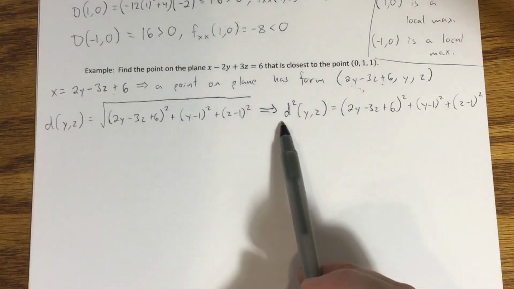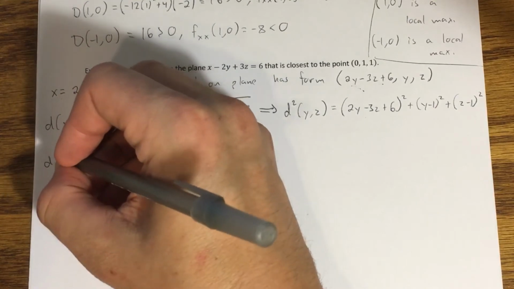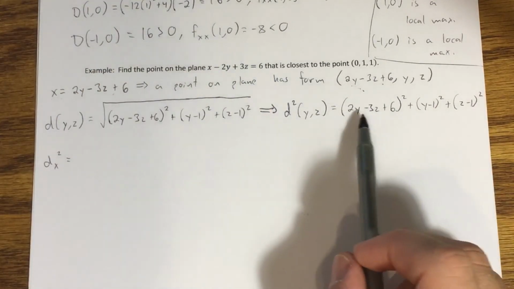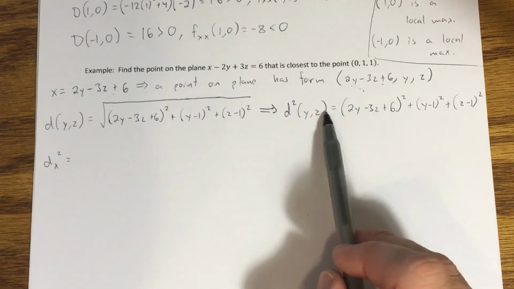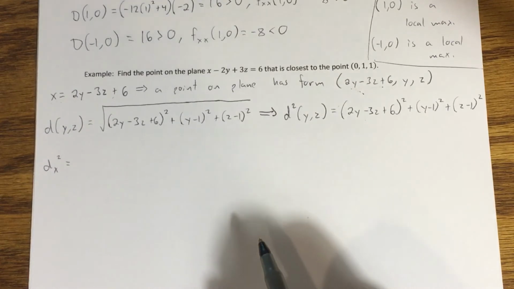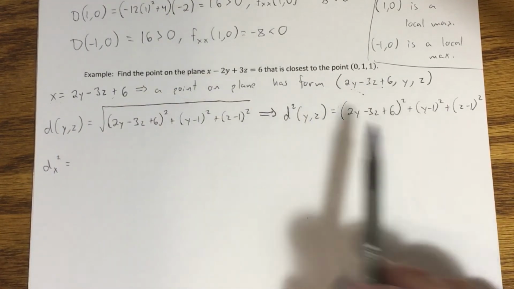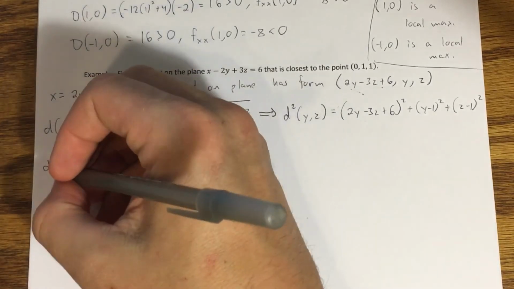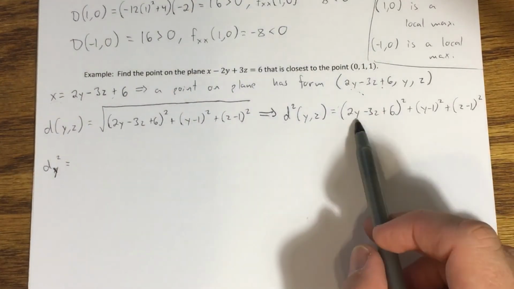Okay, so to do that, I need to find critical points. The partial with respect to x of d squared is equal to what? Well, I'm differentiating this with respect to x, so I'll get a 2 that comes out and a negative 3 that comes out as well. Oh, I'm sorry, it's not x. I'm forgetting what my variables are. dy and dz are what I'm looking for. We don't have an x anymore. I need that to be a y. So differentiate with respect to y first.